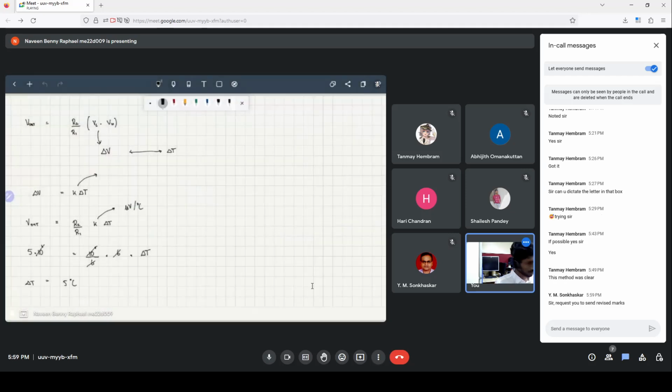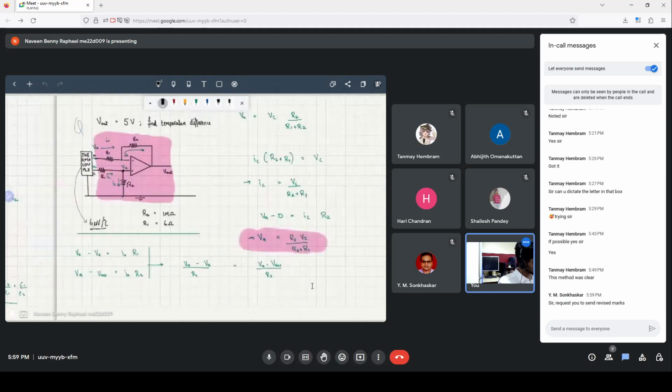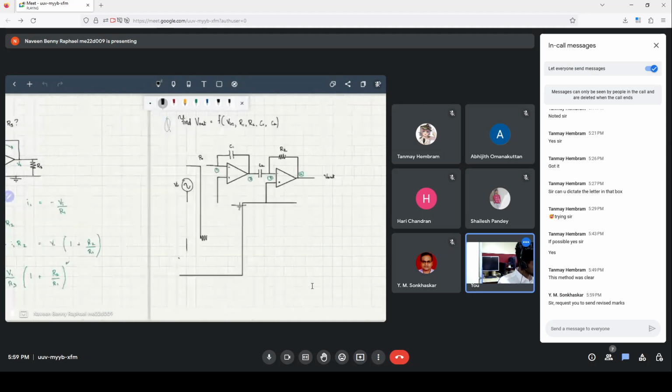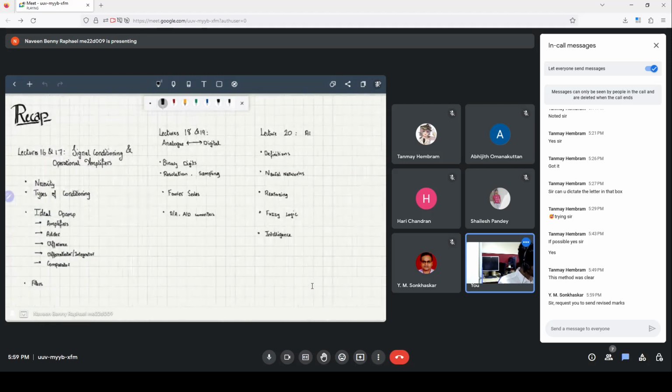Okay. So now we'll do a little. We have seen how the principles of operational amplifiers work and different kinds of methods of operational amplifiers.